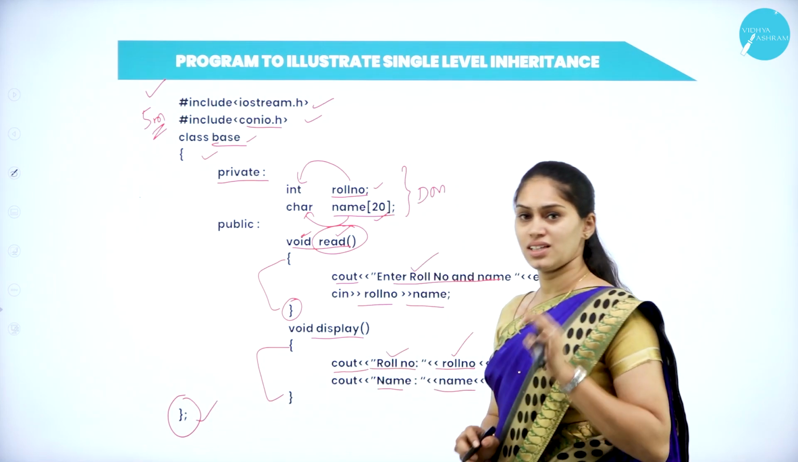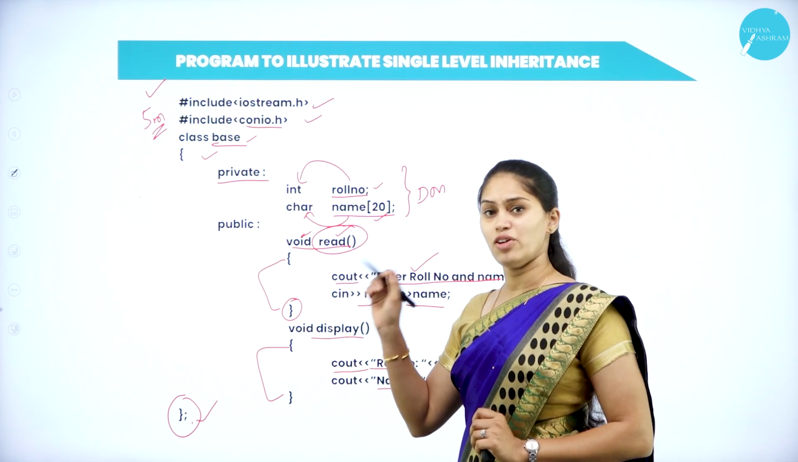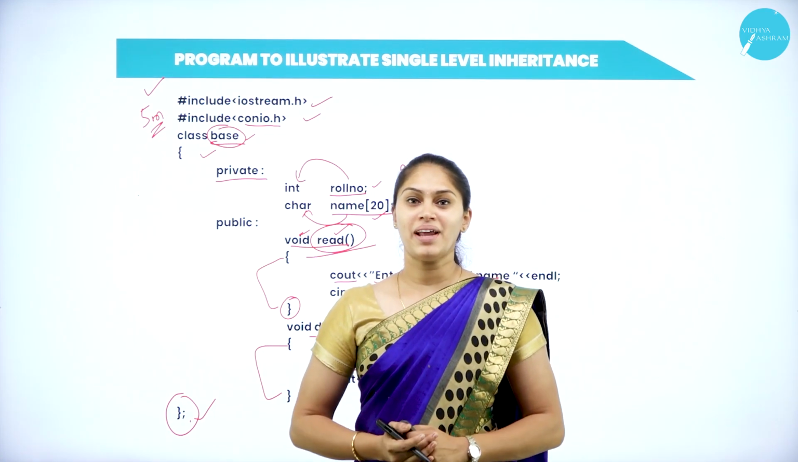After that, I am closing the class scope. So what does this indicate? This indicates the end of a base class. Now I am done with the base class.